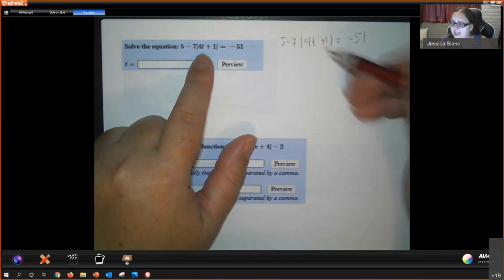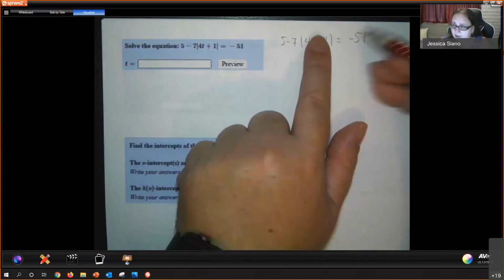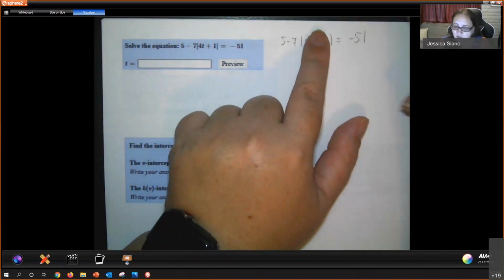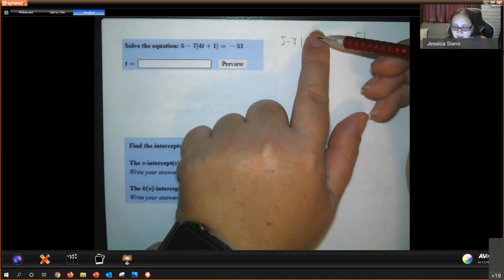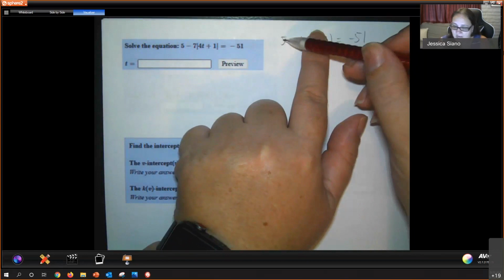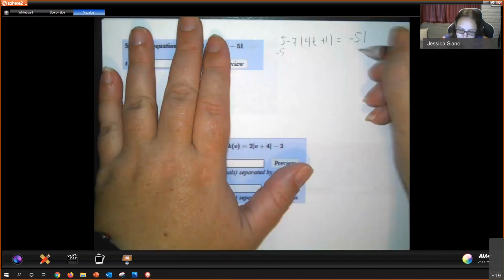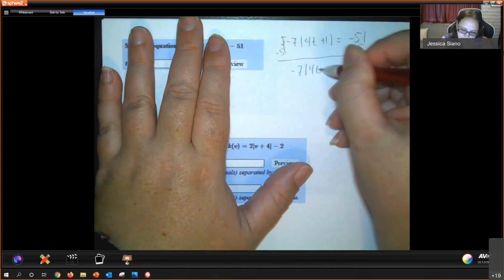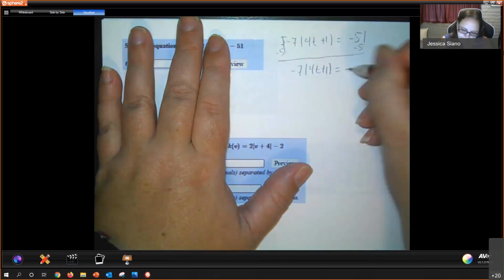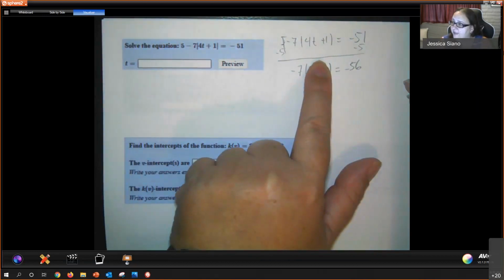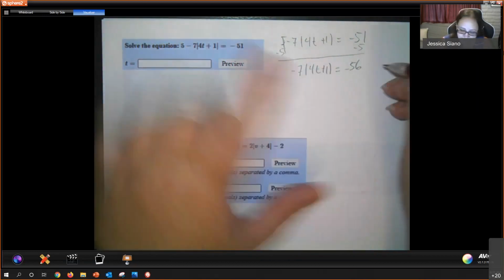My first step is always going to be to isolate the absolute value. If you're ever unsure about what to do to isolate it, put your finger over it and pretend it is an x. If this was 5 minus 7x, the first thing you would do would be to subtract the 5. And then, if this were an x, the next thing you would do would be to divide by -7.